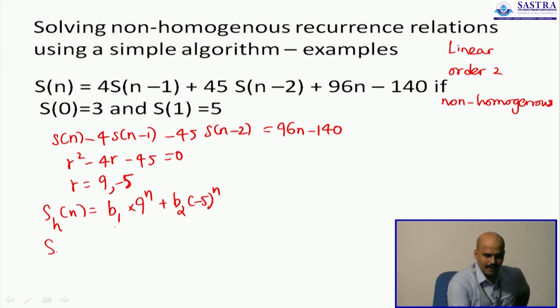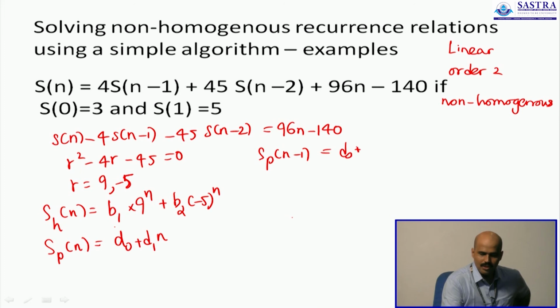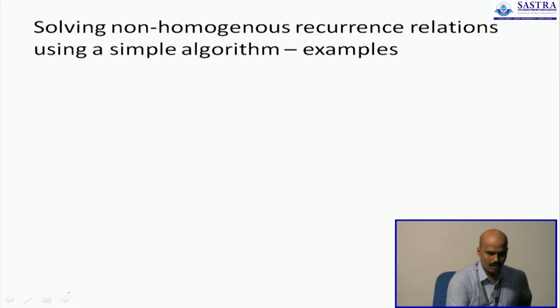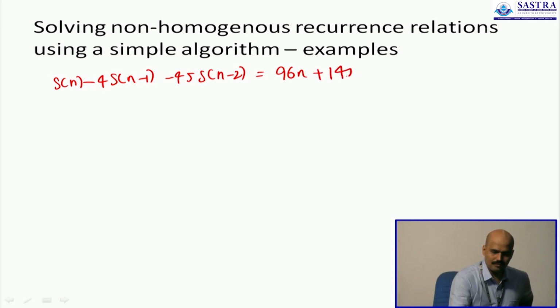And since we have a linear function on the right, Sp of n must be d0 plus d1n. Therefore Sp of n minus 1 must be d0 plus d1 times n minus 1, and Sp of n minus 2 is d0 plus d1 times n minus 2. Let's use this as the answer. We know that S of n minus 4 S of n minus 1 minus 45 S of n minus 2 is 96n minus 140.